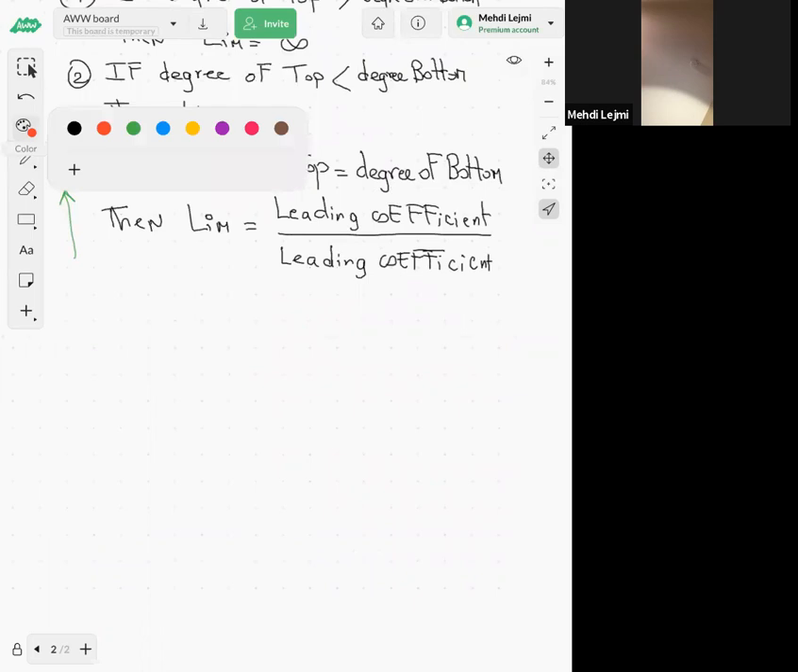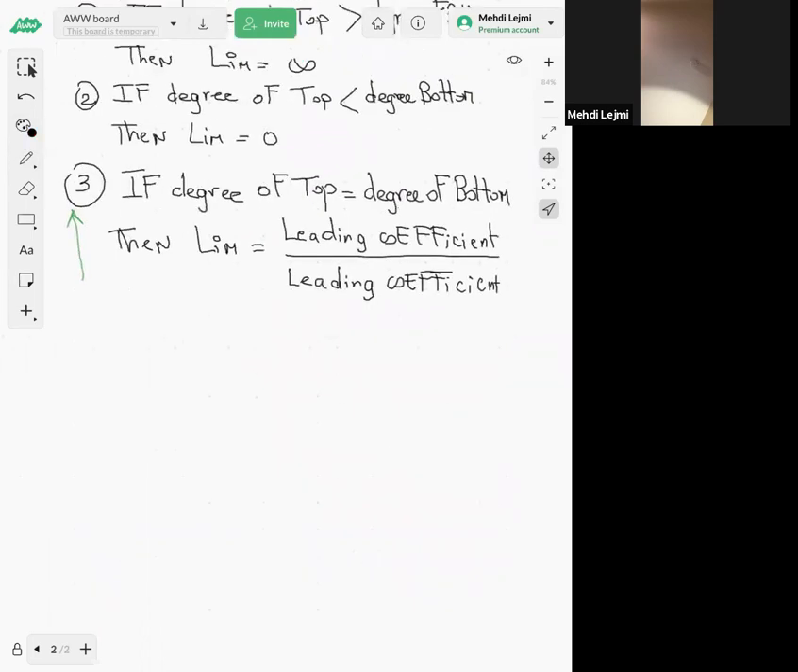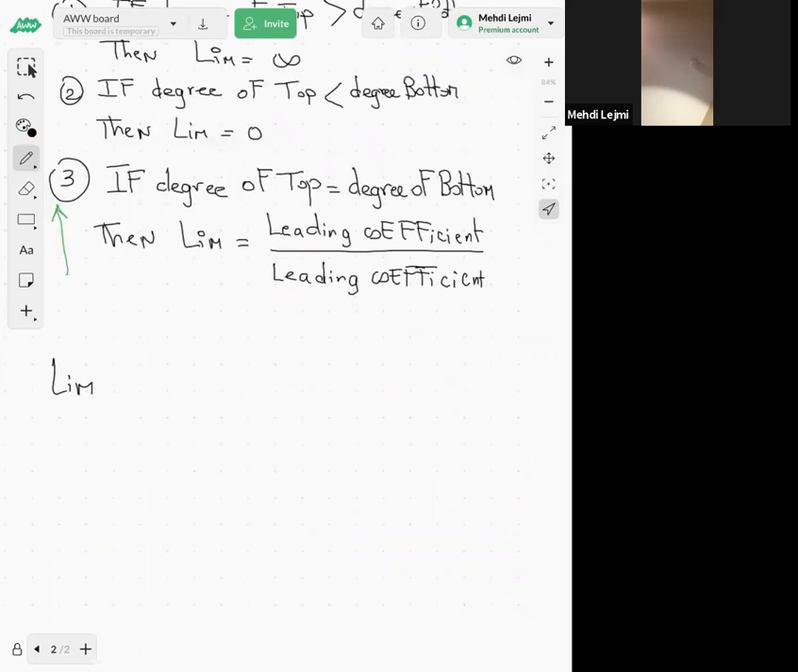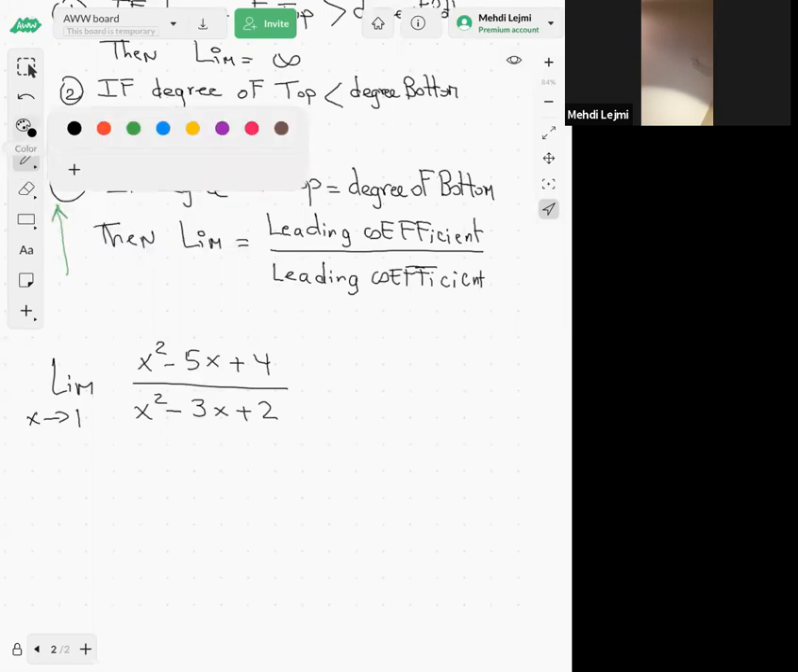Now let's say you have limit x going to 1, and in the top I have x squared minus 5x plus 4 over x squared minus 3x plus 2. All right, so here, guys, my x doesn't approach infinity. It approaches 1, right? So this is a finite number. So in this case, I cannot apply the rule we had here, right?